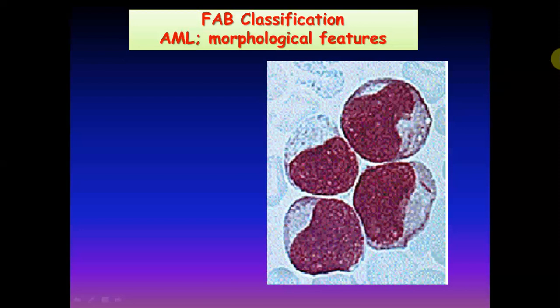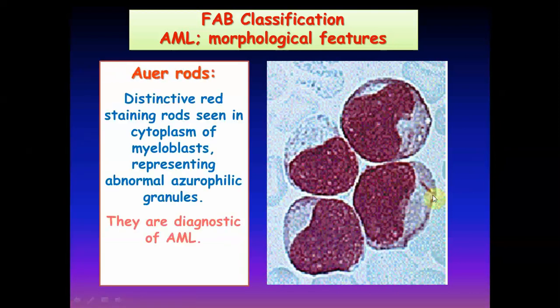FAB classification, AML morphological features. I told you previously that when I find this Auer rod, it is suggestive and pathognomonic of acute myeloid leukemia. This is a feature of blasts of acute myeloid leukemia. High NC ratio. They are usually heterogeneous blasts, variable in size and shape, with open chromatin, and as we said previously, the Auer rod is suggestive of acute myeloid leukemia. This Auer rod, a distinctive red staining rod seen in the cytoplasm of myeloblasts, represents abnormal azurophilic granules. They are diagnostic of acute myeloid leukemia.